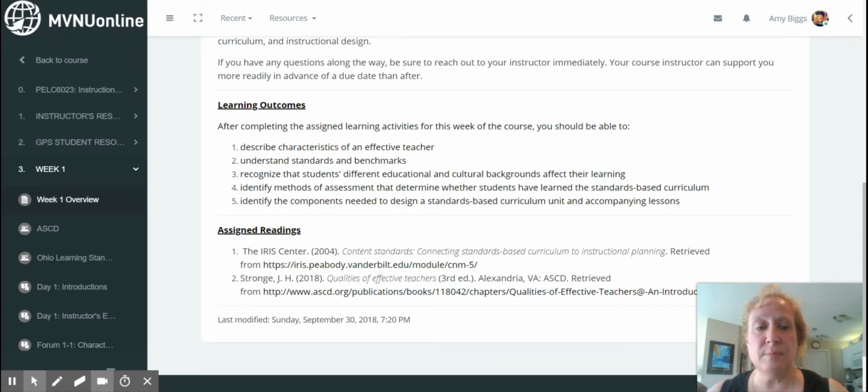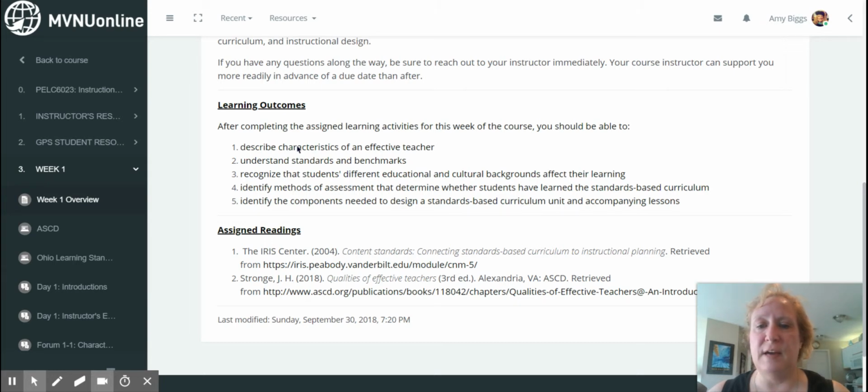The learning outcomes, what we're going to try to accomplish this week, is to describe characteristics of an effective teacher, understand standards and benchmarks, and those are the standards and sub-standards that are in the Ohio Learning Standards. The Ohio Learning Standards are one of my favorite things, so if you have questions, please reach out. Know that students' different educational and cultural backgrounds can affect their learning.